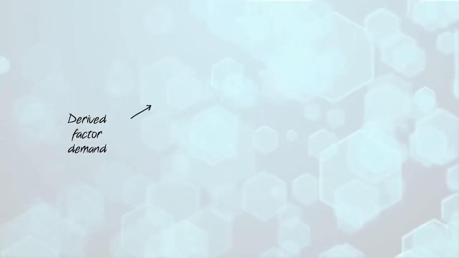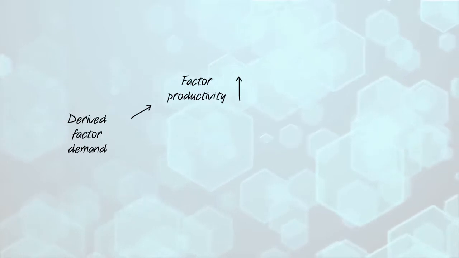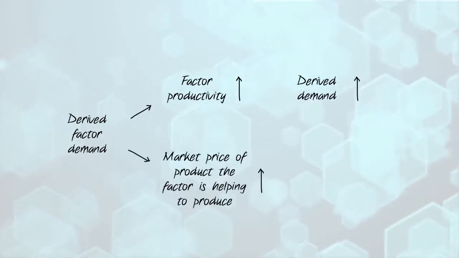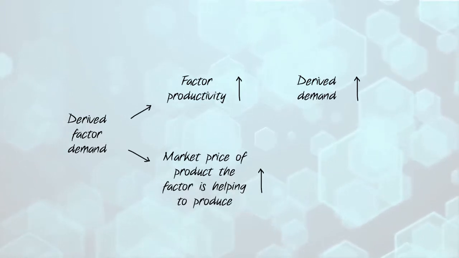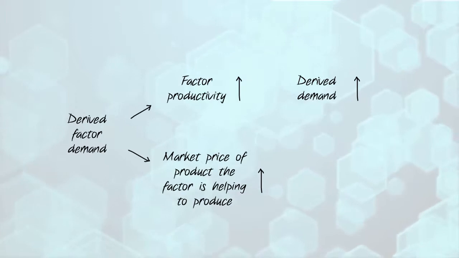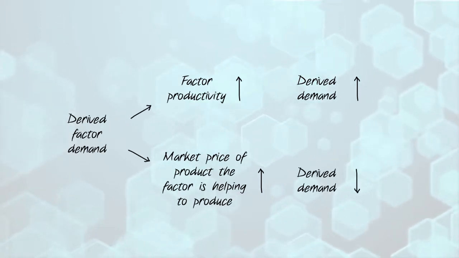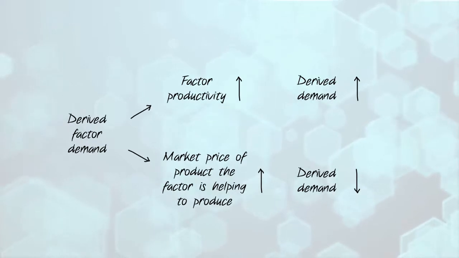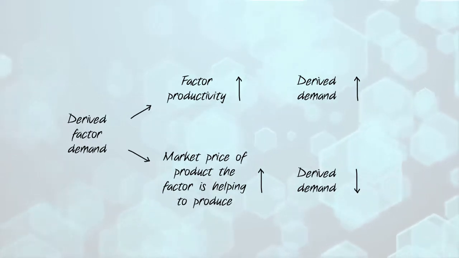Did you get it right? If the productivity of a factor increases, so too will its derived demand. But if the market price of the product the factor is helping to produce rises, consumers will buy less of the product, so the derived demand will fall. That should be pretty intuitive, but let's flesh this out now with the following table.